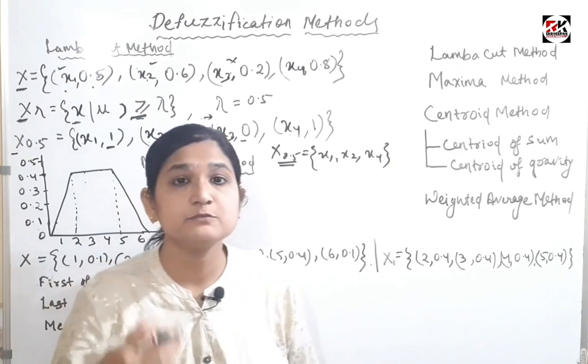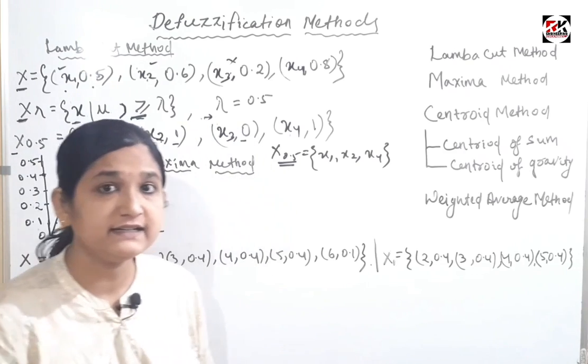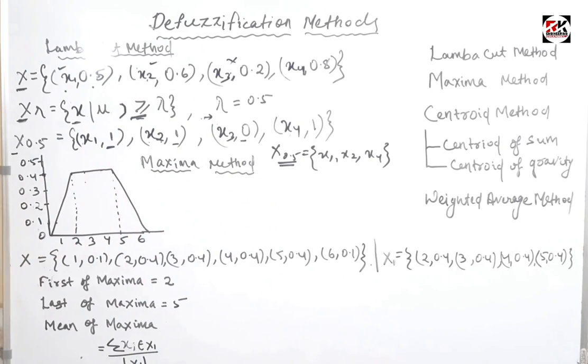The second method is the Maxima method. Now let's understand in detail what the Maxima method is. Here you can see this is an XY representation of your fuzzy set. What is the meaning of Y? What is this Y axis? What does it represent? It represents the fuzzified values.